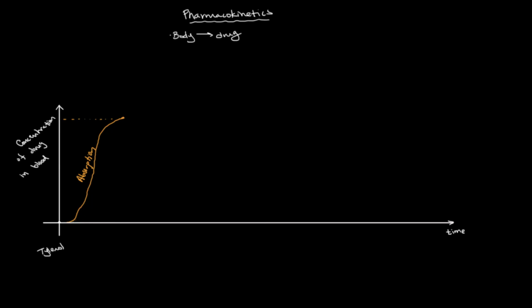And then the second phase is elimination. This is when the body starts to remove the drug from the body. Unlike absorption, which happens relatively quickly, elimination takes a really long time to happen to completion, so really slowly. So this phase is elimination.